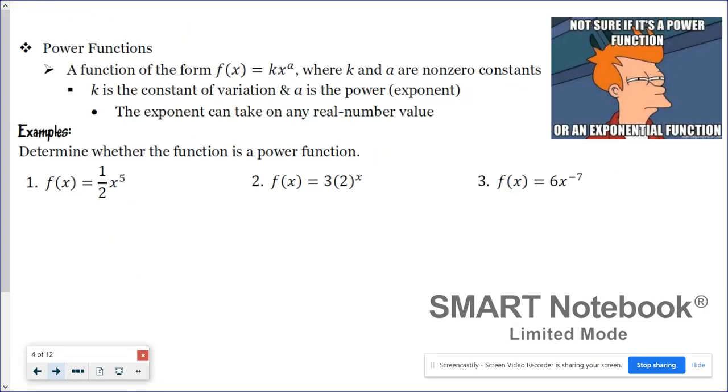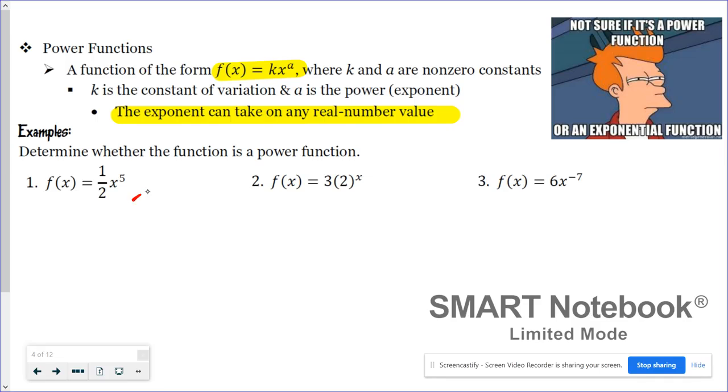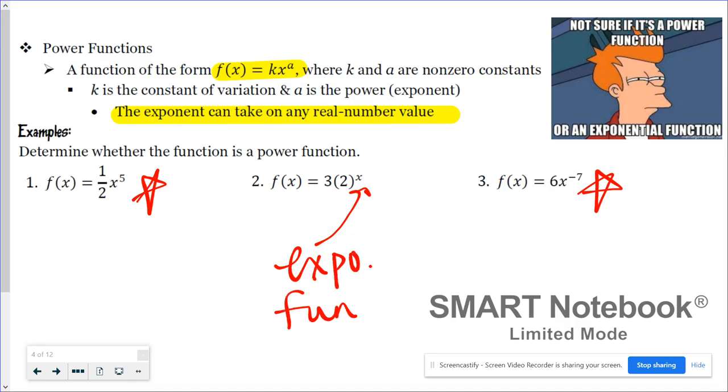So in examples 1 through 3, it says determine whether the function is a power function. Okay, so remember power functions look like this, k times x to the a power, and the exponent can take on any real number value. Okay, so number 1 is a power function. So is number 3. Number 2, look at your exponent. It's a variable. This right here is an example of an exponential function, which we studied previously, okay? So it's all about the exponent. It has to be a real number in order to be a power function.